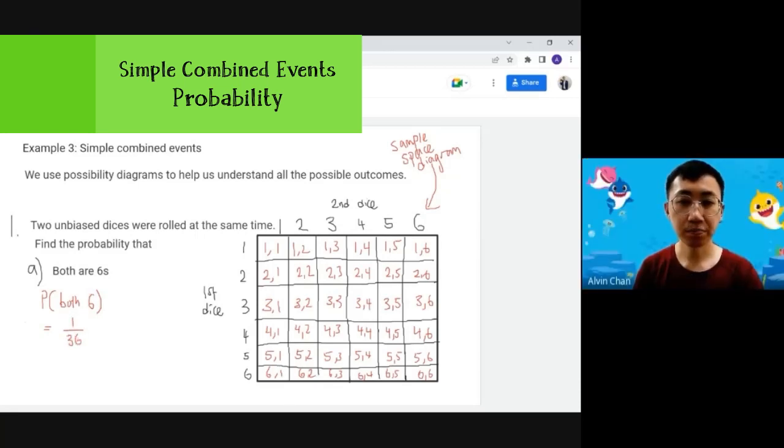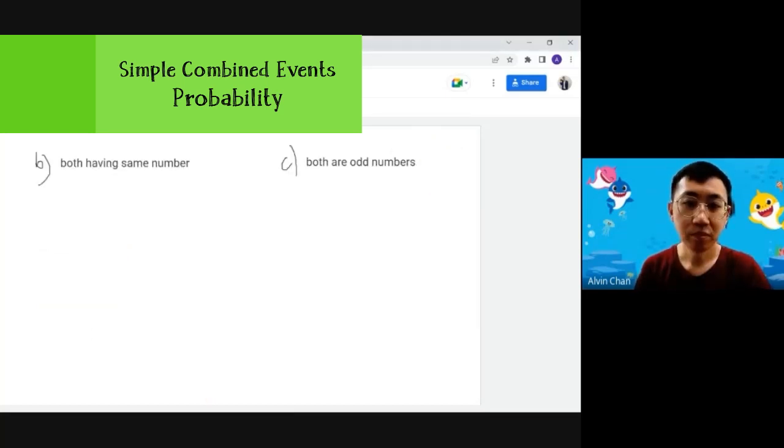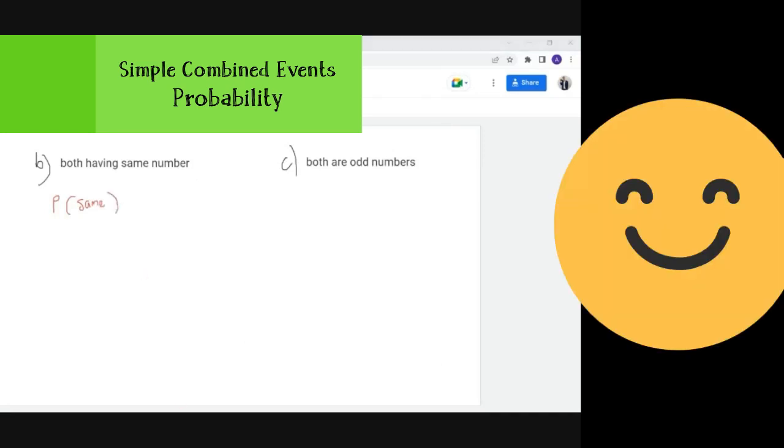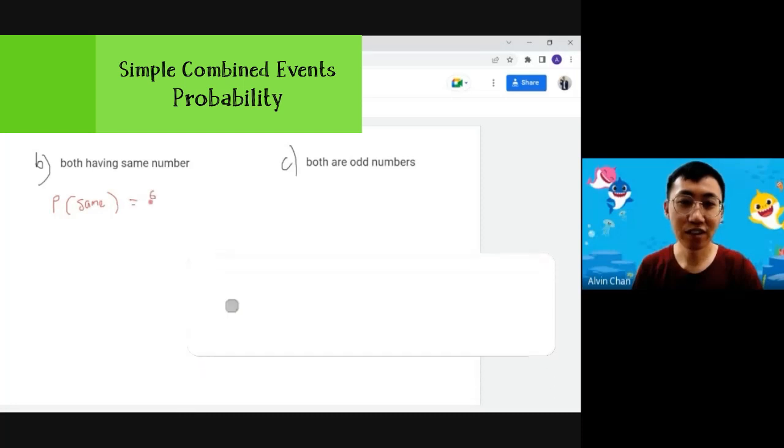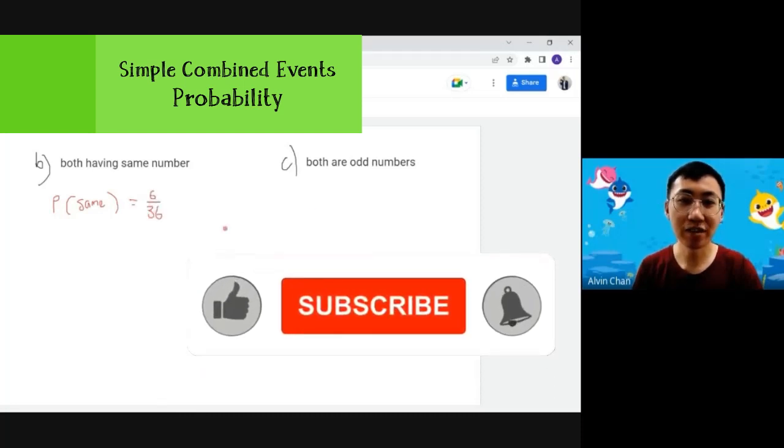That's it. So if you never draw this picture, you don't know it's 36 possibilities. Both having the same number: 1, 2, 3, 4, 5, 6. 6 out of 36. Correct. 6 out of 36. Do not simplify.